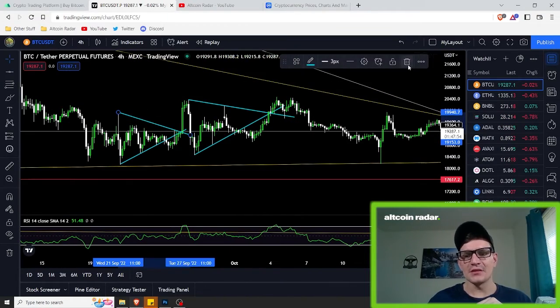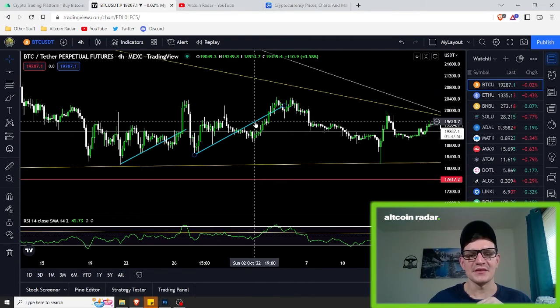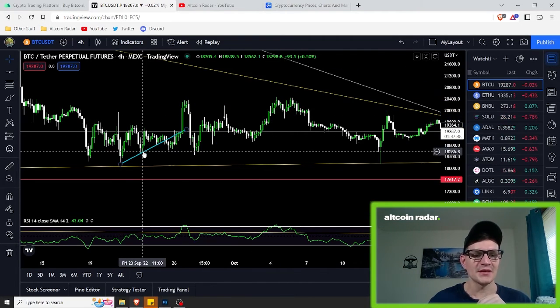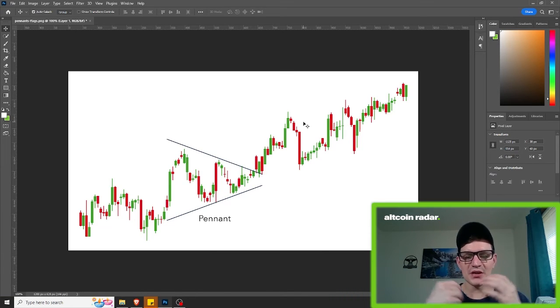So regardless, you can clearly see the definition of them right there, clearly upward sloping and clearly downward sloping. Perfect example. They can be either bullish or bearish, so keep that in mind as well. But overall, that's going to pretty much do it for this video.